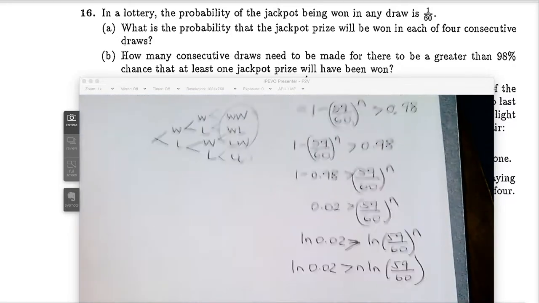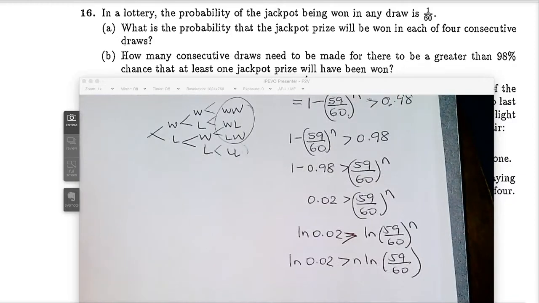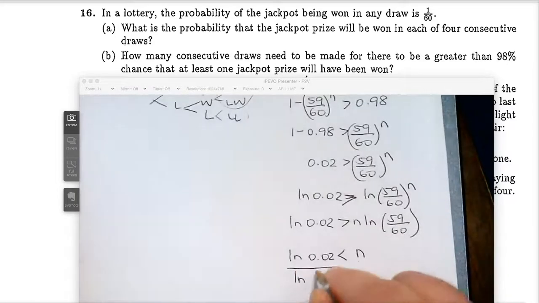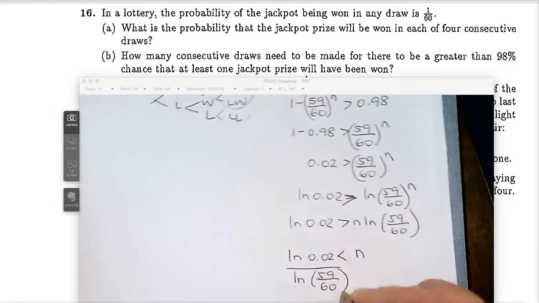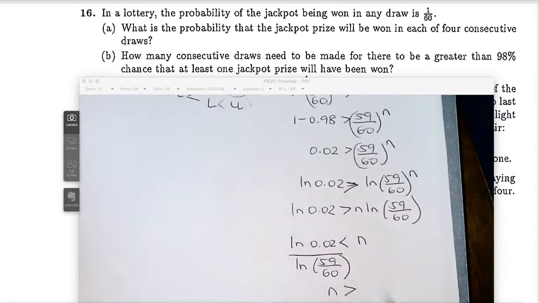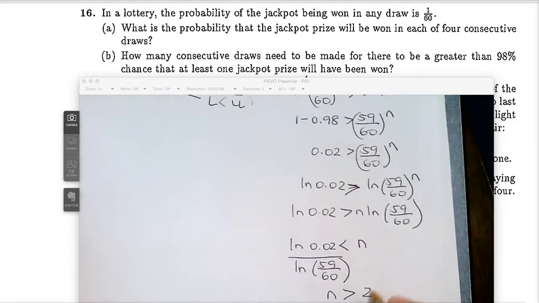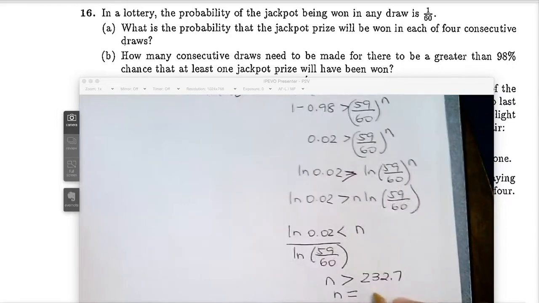Now girls, logs of decimals less than 1 are negative. So therefore n has to be greater than ln 0.02 over ln(59/60). So therefore n is greater than whatever you get there, 232.755. So therefore n is 233. Okay?